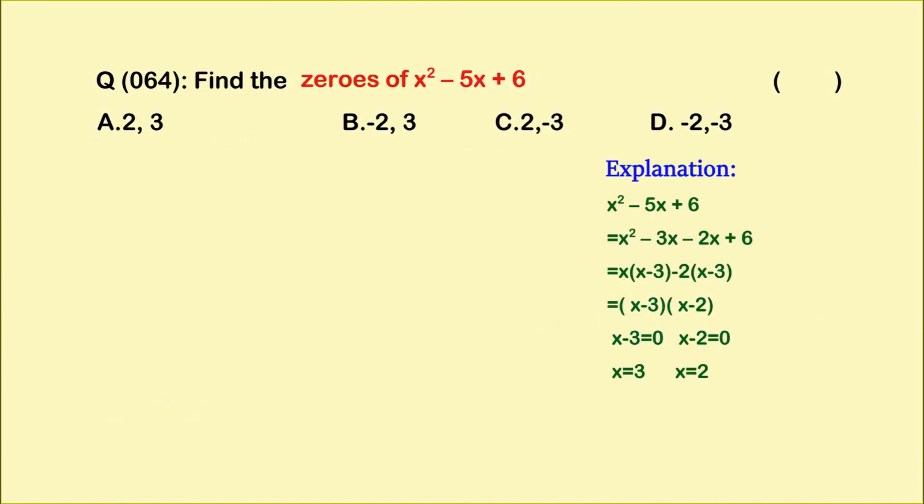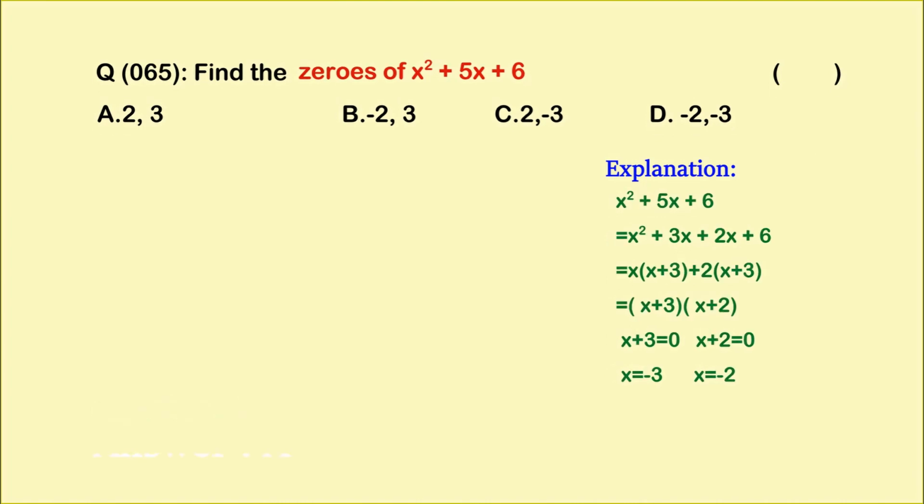Question number 64. Find the zeros of x square minus 5x plus 6. If we factorize 6 as minus 3 into minus 2, in place of minus 5x, we are adding here minus 3x minus 2x. So after writing, it is like this: x square minus 3x minus 2x plus 6. By taking x common, we will get x minus 3, and in the second two terms we will get minus 2 as common, we will get x minus 3. So both the terms have the same term x minus 3. If you take x minus 3 as common, the remainder will be x minus 2. If x minus 3 becomes 0, x will be 3. If x minus 2 becomes 0, x is equal to 2. So the right answer is 2, 3. So A is the right answer.